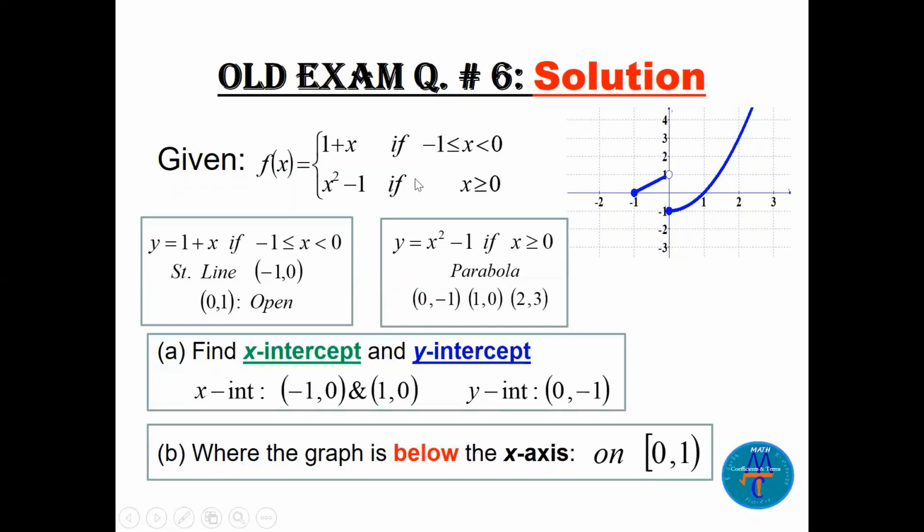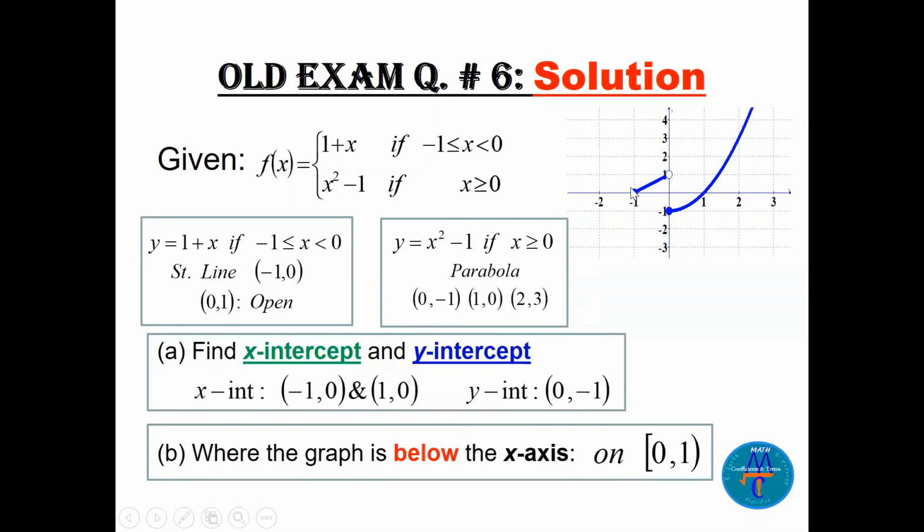So that's the graph. See, only between -1 and 0, that's the line. Closed at -1, open at 0. Now, let's see the second one, x greater than or equal to 0 here. So I take 0, okay, 0, put it there, -1, 0, -1 there. This is the point in the graph. If I take 1, it will be 0 here. If I take 2, 4 minus 1, 3, so 3 there, 2, 3. So this is the parabola here, half, because why? X greater than or equal to 0.